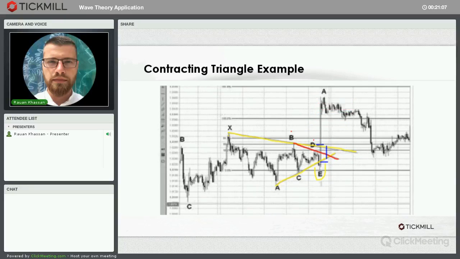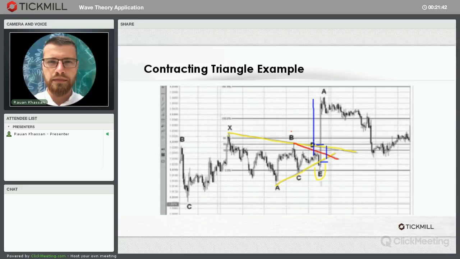Still, as you see, there is a bigger potential that you won't miss anyway, which starts from the entry level above BD resistance line and goes to the top of A line. I hope that this example is clear for you and it gives you an understanding of how you can trade using the contracting or symmetrical triangle pattern.